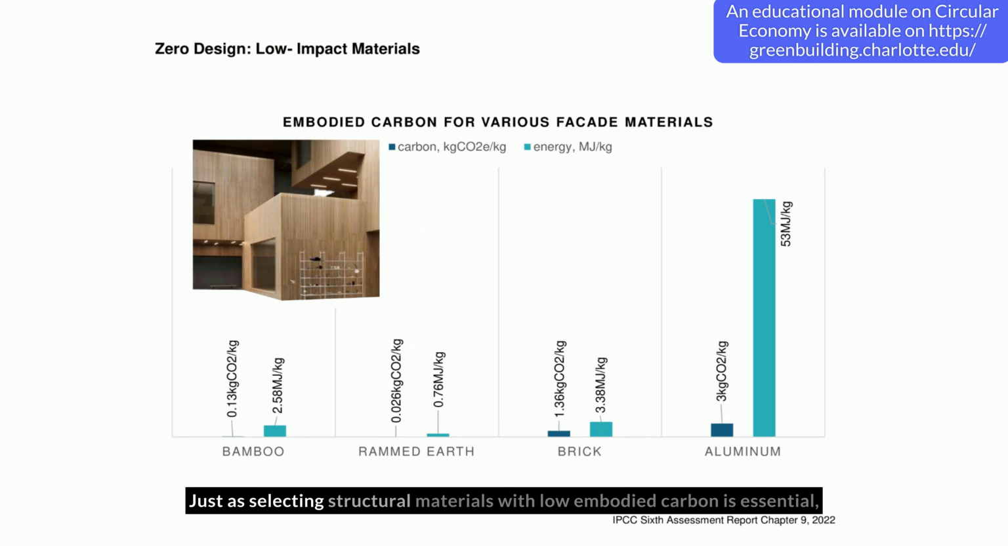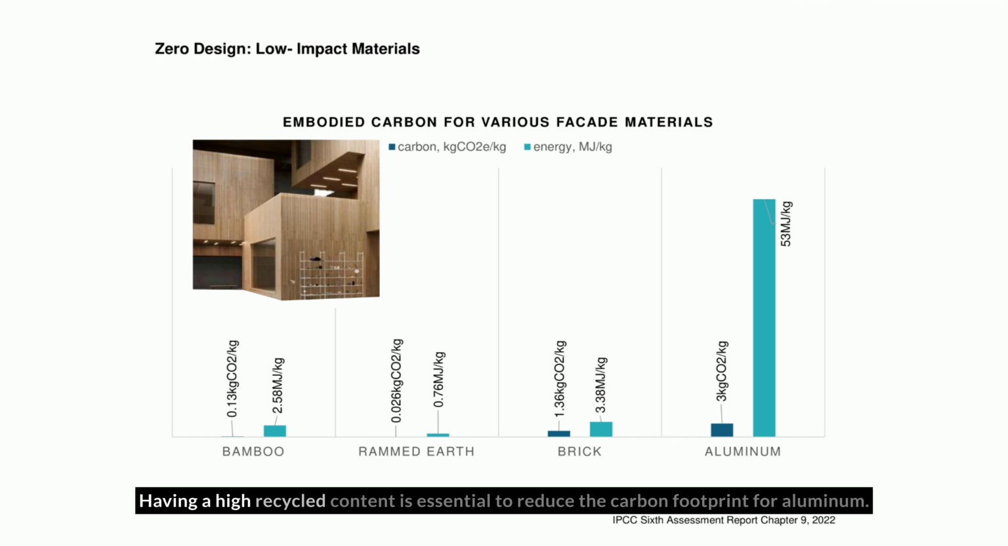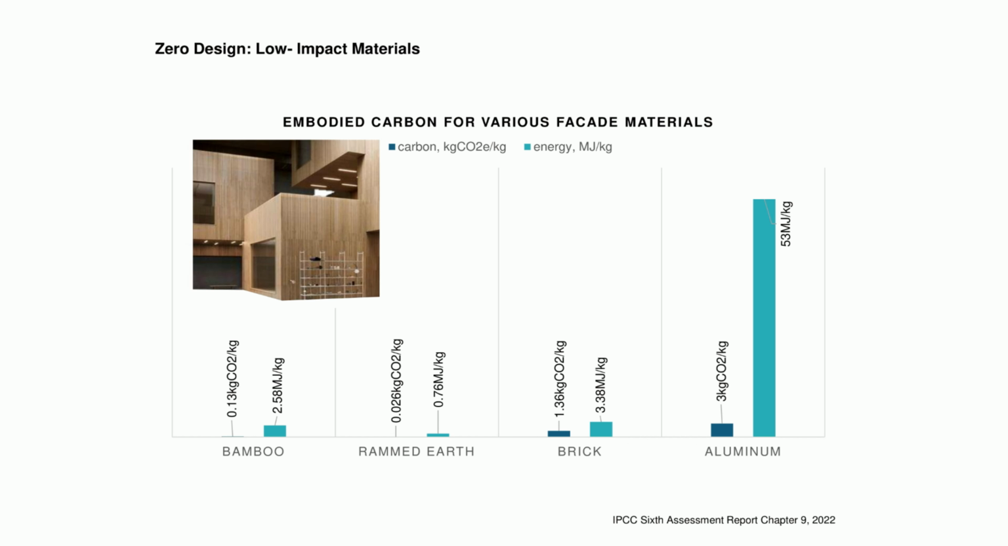Just as selecting structural materials with low embodied carbon is essential, choosing low-impact materials for facade systems is equally important. This chart compares the embodied carbon and embodied energy of materials such as bamboo, rammed earth, brick, and aluminum. Renewable materials such as bamboo and rammed earth have significantly lower environmental impact compared to aluminum. Having a high recycled content is essential to reduce the carbon footprint for aluminum.